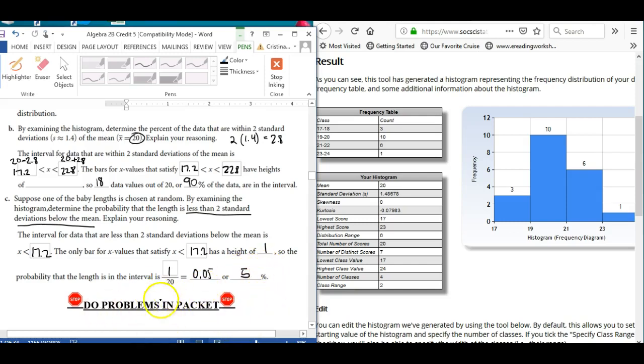Just like it says here, stop and do the problems in the packet. We'll come back with the next explain in just a moment.